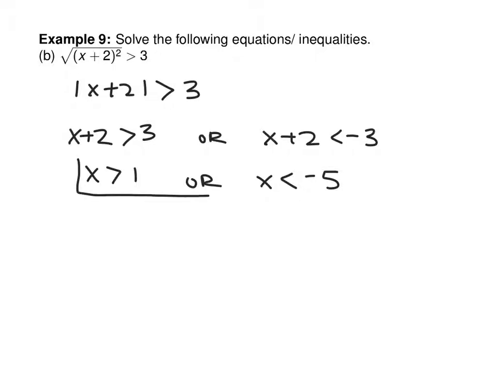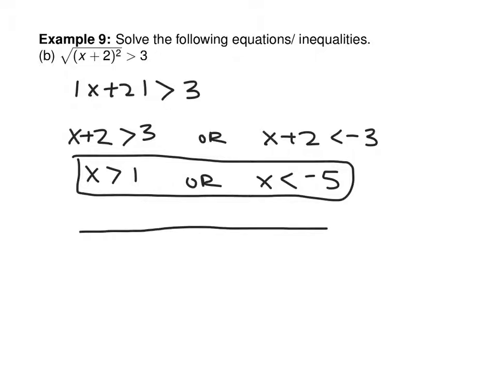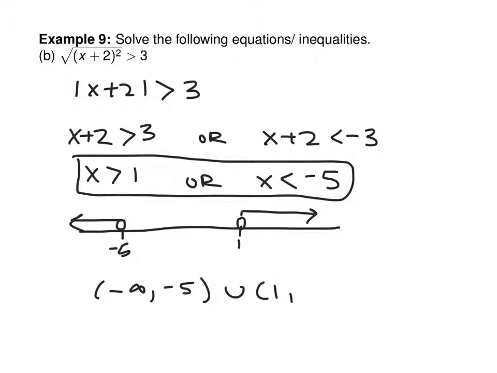And I'd like your inequalities in interval notation too, so let's just picture what that looks like. At 1 we have an open circle on up, right? Negative 5, open circle backwards. So that's negative infinity to negative 5, parenthesis or a bracket? Parenthesis. And then 1 to positive infinity.